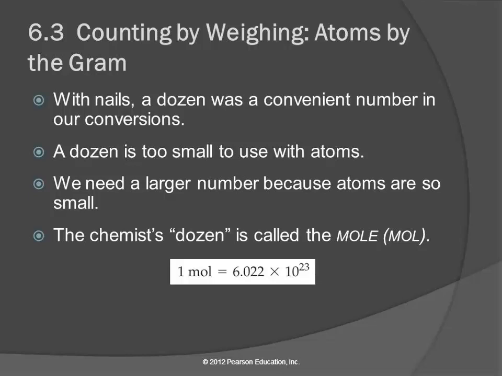So we all understand that a dozen is 12 items. It could be 12 donuts, it could be 12 bagels, it could be 12 planets. You know, it could be anything. A dozen is 12. A mole is 6.022 times 10 to the 23rd things. That's all it is. Could be anything, okay? You need to know that number. And we'll use it a bunch, 6.022 times 10 to the 23rd.